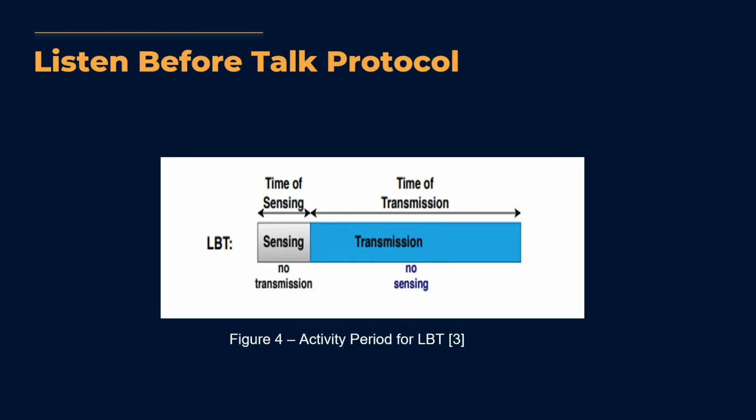There are many protocols that can be used for cognitive radio, one of which is called listen before talk. In this protocol, every activity period for the secondary user is divided into two slots. The first slot is used for sensing. There is only sensing, there's no transmission. The secondary user senses whether there is a primary user using the same spectrum or not. If there is not any primary user, then it's allowed to transmit using the spectrum.